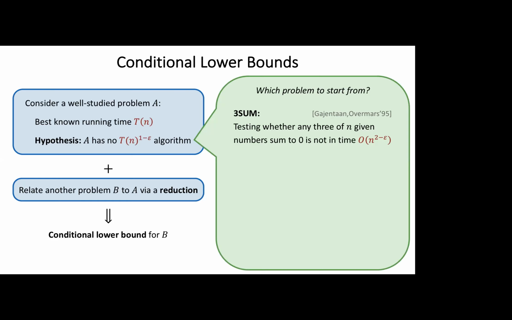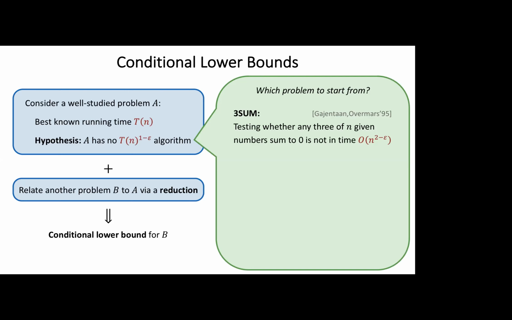Now, what are the problems? The classic problems that people are starting from here. In the polynomial time regime, one of the first that has been used is the 3SUM problem. This old paper by Gajentaan and Overmars introduced the conjecture that, if you want to test whether among n given numbers any three sum to zero, then you cannot do this in subquadratic time.